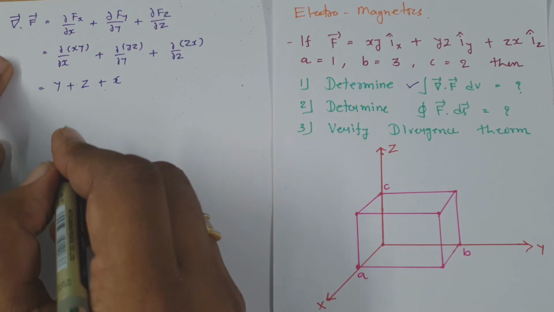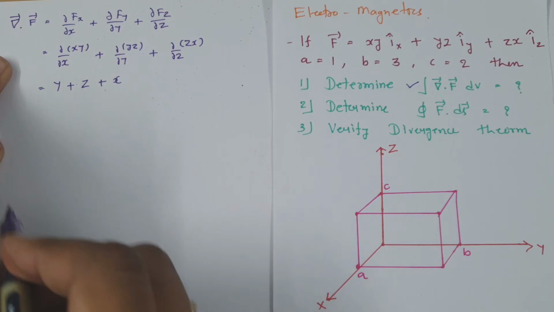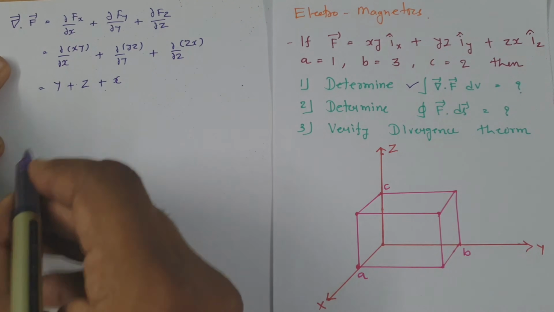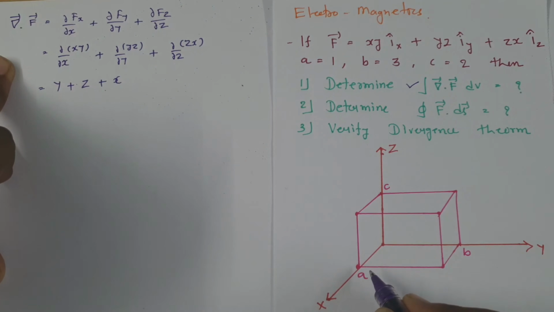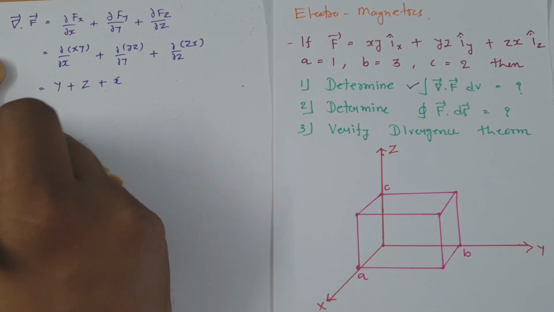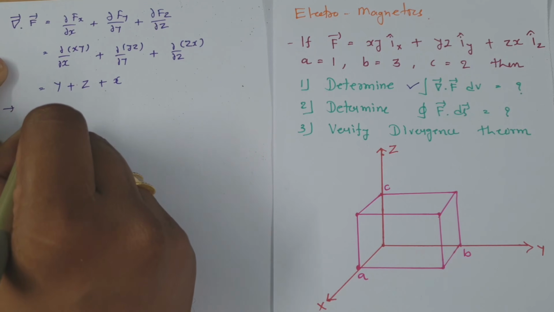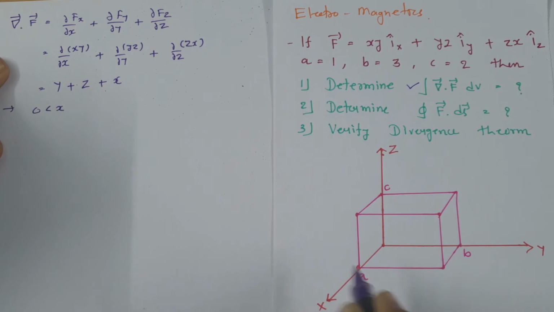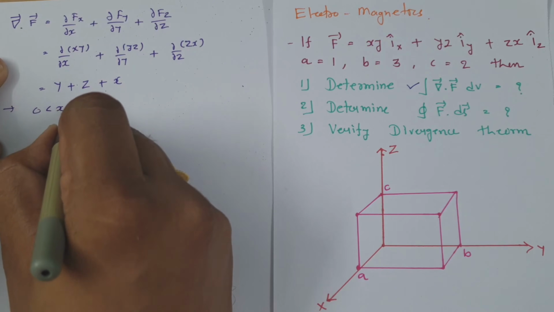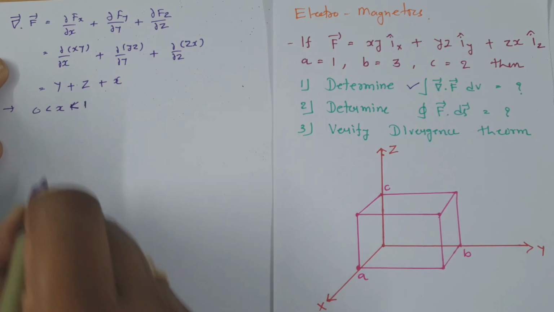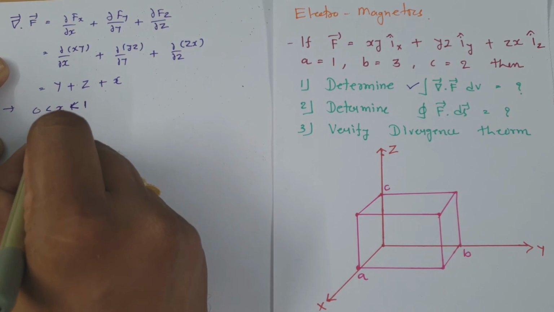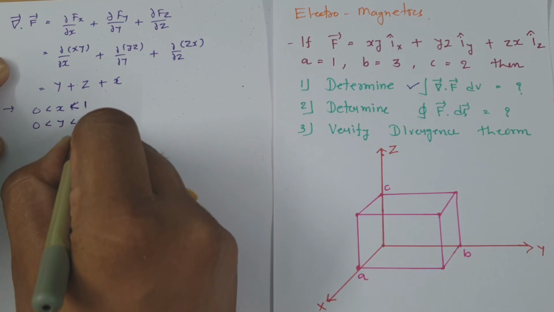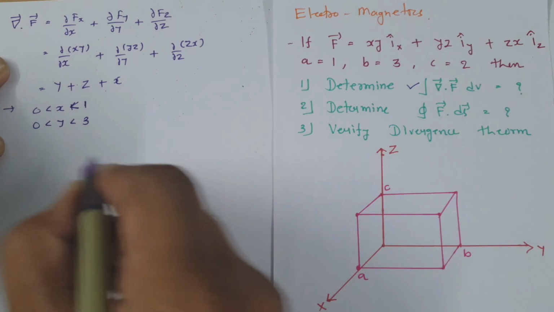Now we need to take the volume integration of this, and for the volume integration we have the variation of the x, y, z coordinates, where x varies from 0 to a, and a is 1. Y varies from 0 to b, and b is 3, and z varies from 0 to c, that is 2.